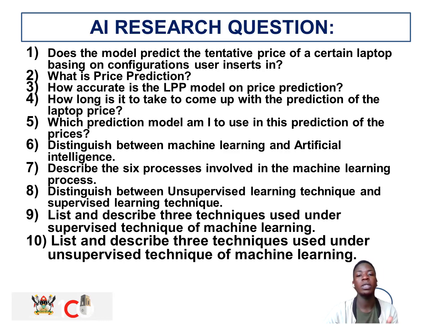What is the difference between machine learning and artificial intelligence? Describe the six processes involved in the machine learning process, which are data pre-processing, data testing, model testing, model training, evaluation, and many more. Then distinguish between the unsupervised learning technique and the supervised learning technique. Describe three techniques used under the supervised technique of machine learning, and describe three techniques under the unsupervised technique of machine learning. These techniques are many, like we have classification, clustering, associations, and many more.